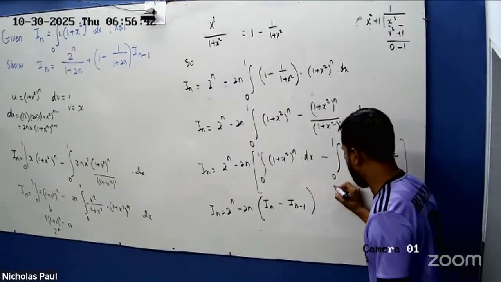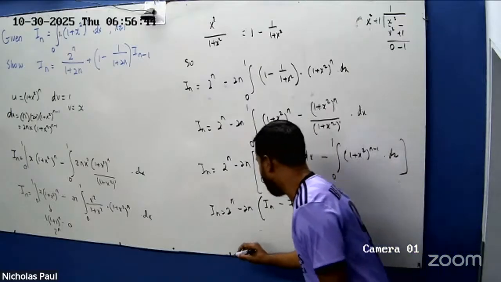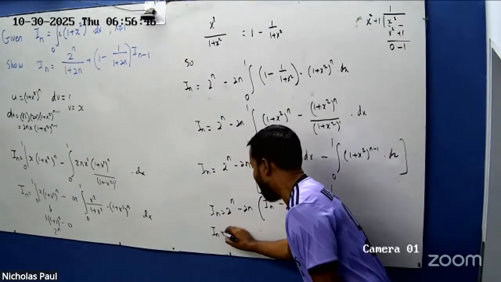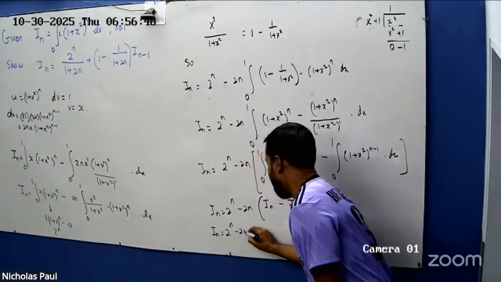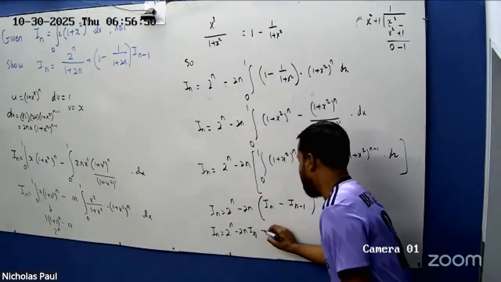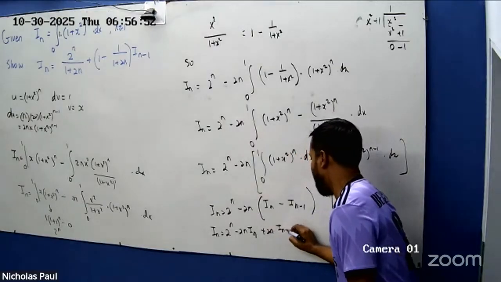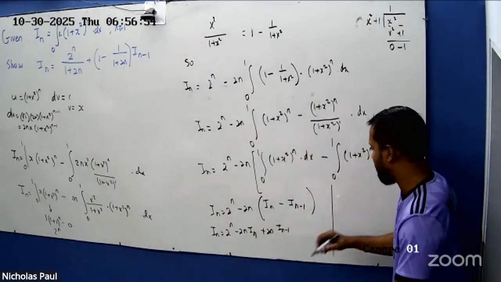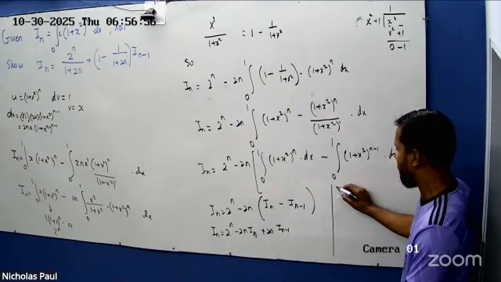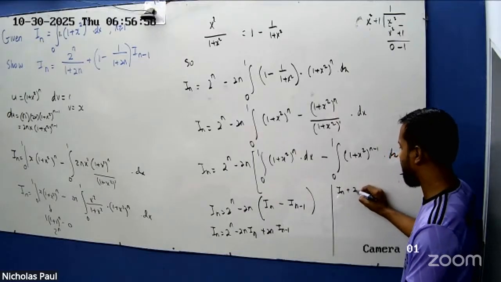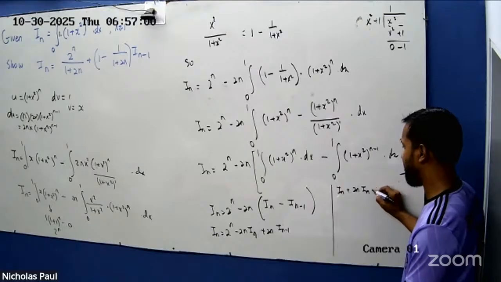Actually, I might even finish. So this is I n is 2 to the n minus 2n I n plus 2n I n minus 1. Carry it across. Carry it across. And you'll get I n plus 2 to the n I n.